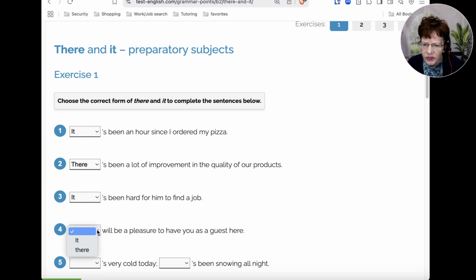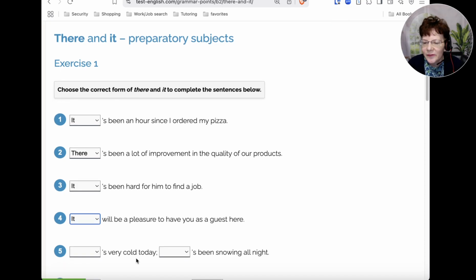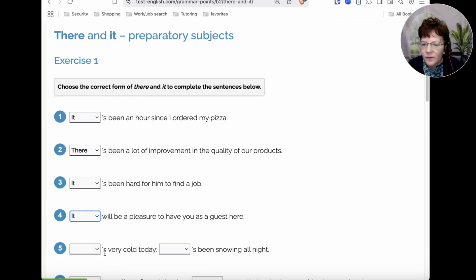Okay, number 4. What will be a pleasure to have you as a guest here? Obviously, it would be correct. It will be a pleasure. All right, number 5. What's very cold today? It or there. If you chose it, that's correct. And then same for this one: it, right? It's been snowing all night.